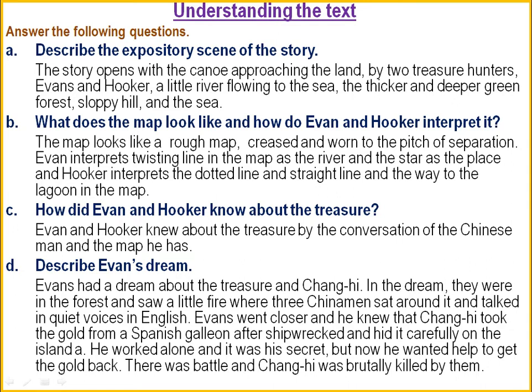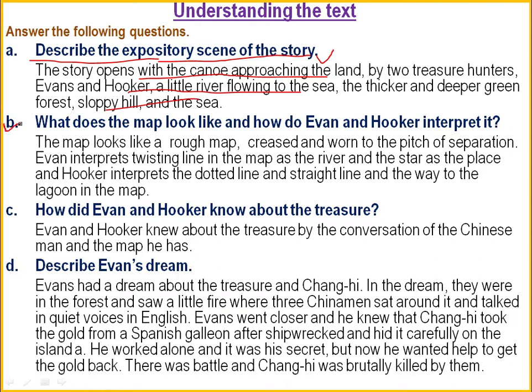Understanding the text, question number A. Describe the expository scene of the story. So the story opens with a canoe, approaching the land by two treasure hunters named Ivan and Hooker. A little river flowing to the sea, the thicker and deeper green forest, a sloping hill and the sea. These are the things which we find at the beginning of the story.